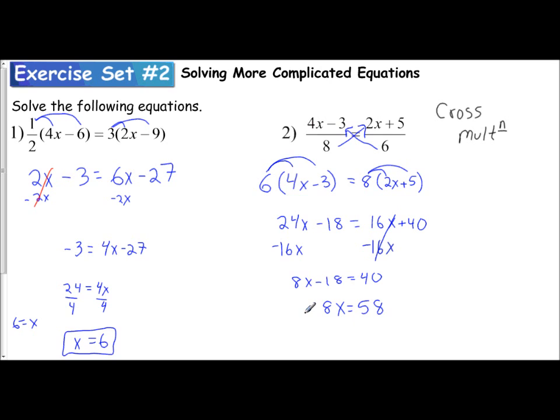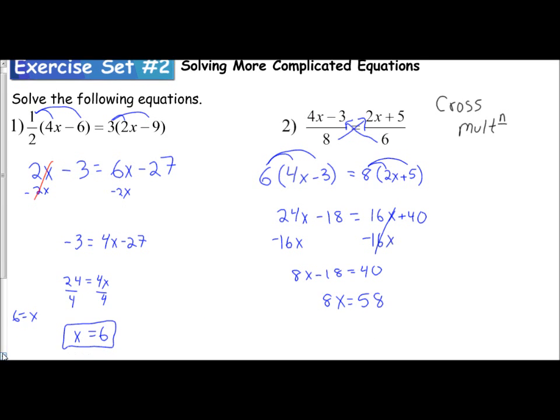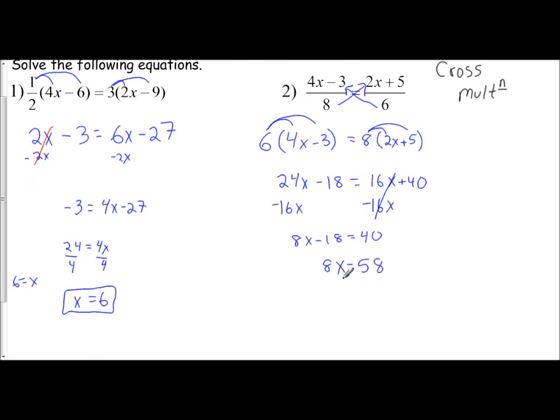And then I would divide both sides by 8. Now when you do that, I'm going to show it in this step. And the reason why I'm going to show it is because 8 does not go into 58 nicely. I'm going to have to simplify that fraction. And so I know that 2 goes into 8 and it goes into 58. And so if I take 58 and divide by 2, I get 29. Now if I take 8 and divide by 2, I get 4. And so 29/4 is my answer.